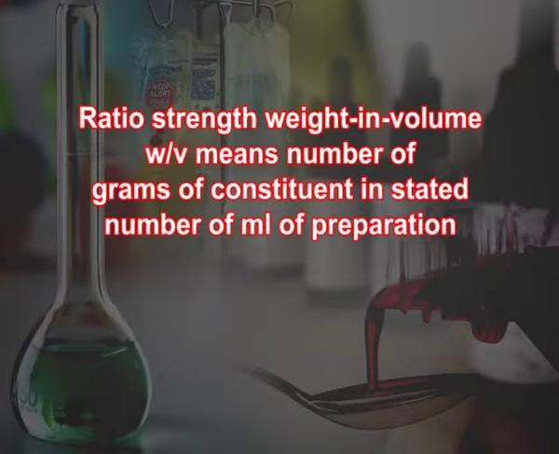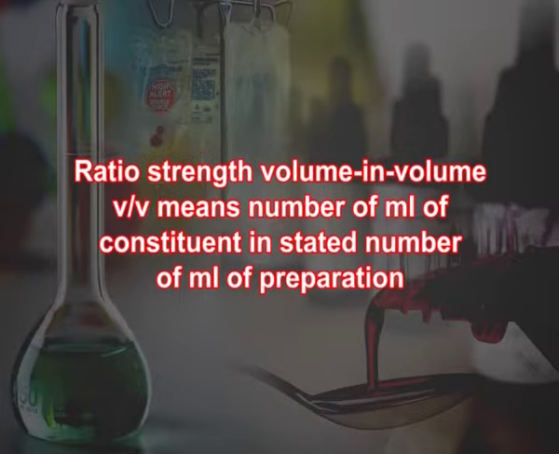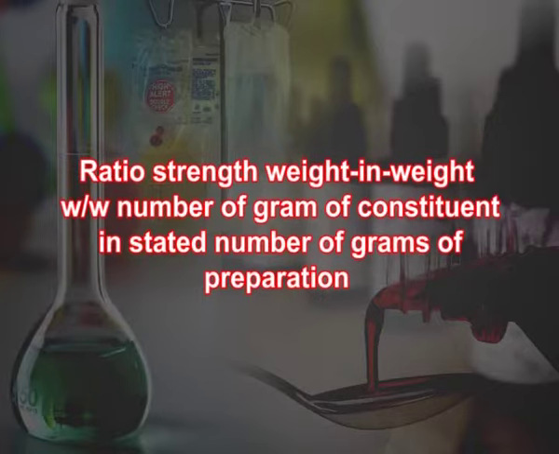Now, ratio strength, weight in volume, means the number of grams of constituent in a stated number of ml of preparation. For example, 1:1000 weight by volume is equal to 1 gram of constituent in 1000 ml of preparation. Ratio strength volume in volume means the number of ml of constituent in a stated number of ml of preparation. Ratio strength weight in weight means the number of grams of constituent in a stated number of grams of preparation.